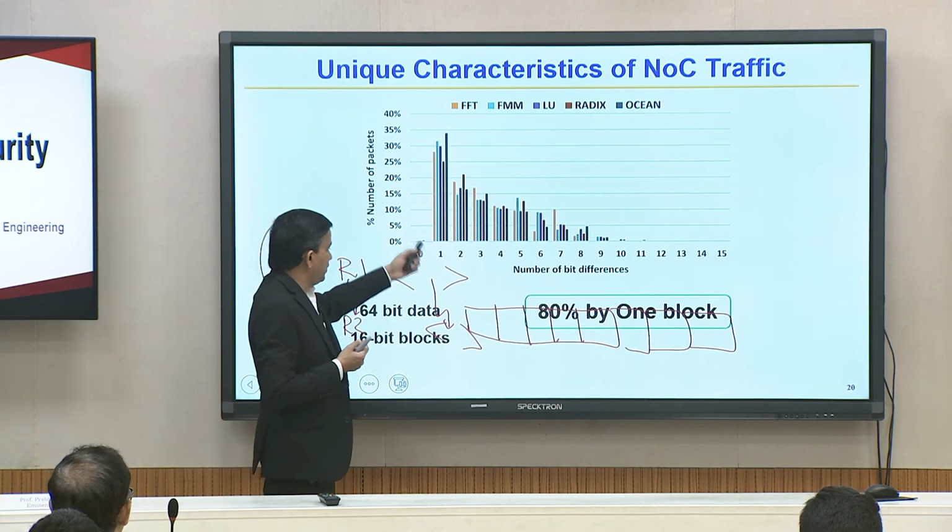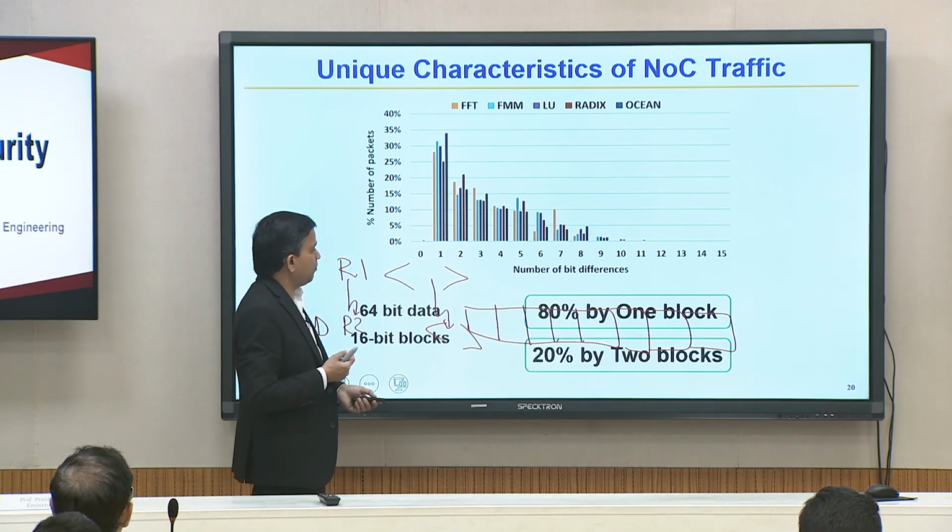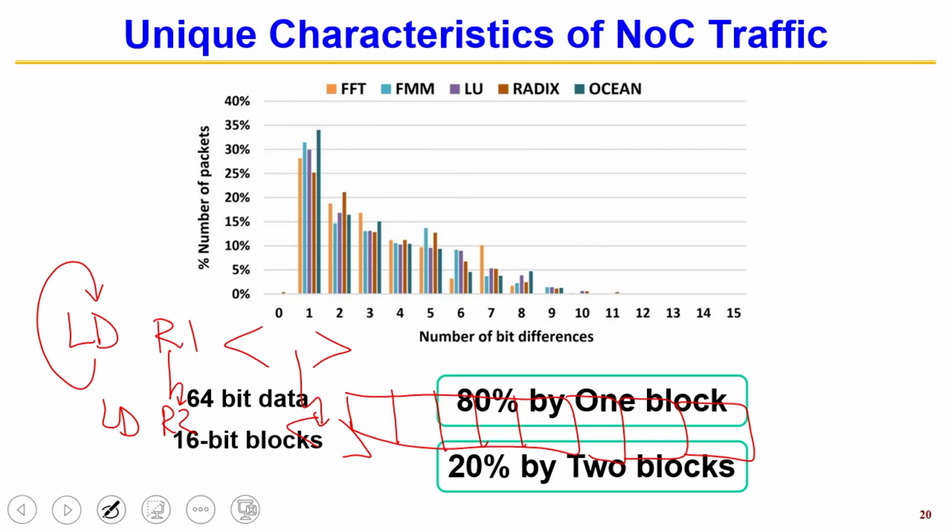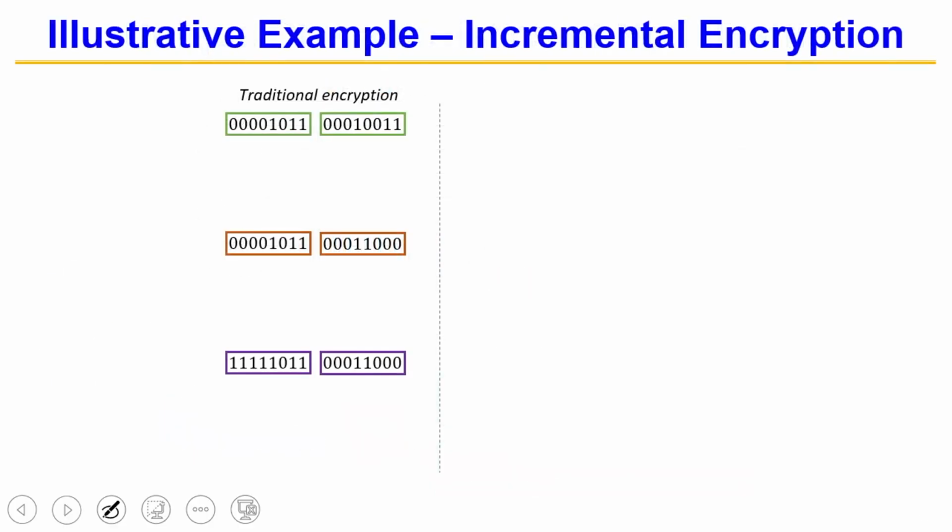That is how the computation happens. And when you sum it up, 80% of them have one block, and 20% of them have 2 blocks of difference. Although you have 16 bit blocks, so there are actually 4 blocks, this is how the difference is. So, 2 of the blocks are always the same. So, then how does this story work? Let me just finish this.